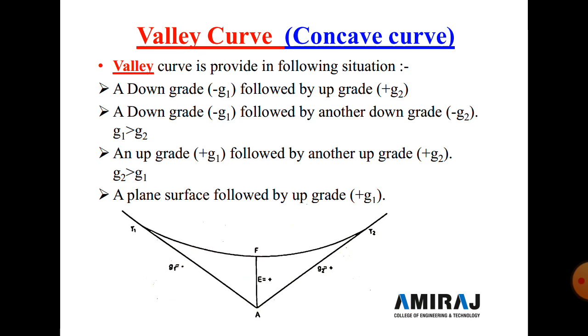And what is a valley curve? A valley curve is also called a concave curve. A valley curve is provided in the following situations: a downward grade minus G1 followed by an upgrade plus G2; a downward grade minus G1 followed by another downward grade minus G2, where G1 is greater than G2; and an upgrade plus G1 followed by another upgrade plus G2, where G2 is greater than G1.